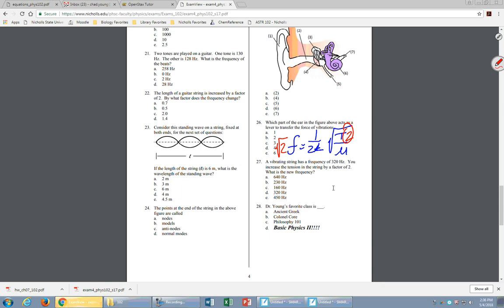Y'all follow why that is? Because I'm increasing this 2 here, but it's under the square root sign. So if I increase this by 2, I get a root 2 over here. If I increase this by 2, I get a 1 over root 2 over here, 1 over the square root of 2. And so root 2 is about 1.4, so it's going to be about 1.4 times 320. E, I guess.